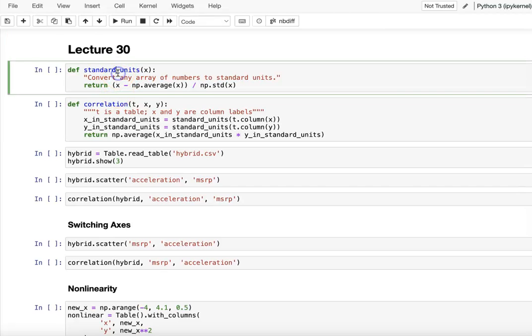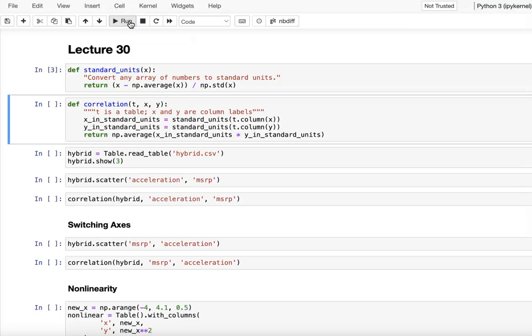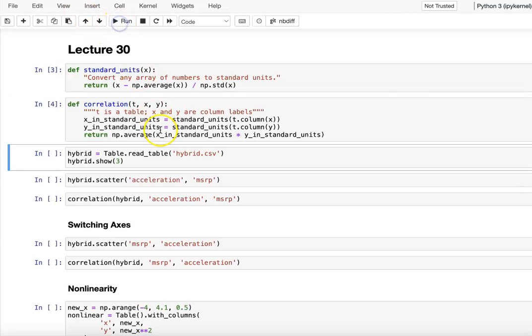Again, let's see here. That's about the correlation coefficient. Before we calculate R, we need to convert both numeric variables to standard units. After you convert to standard units, you can plug into this correlation function. We pass the table and the two numeric variables we want to find the correlation for. Then you get the correlation using the average of the product of the two variables in standard units.